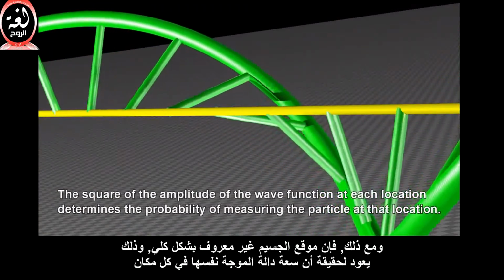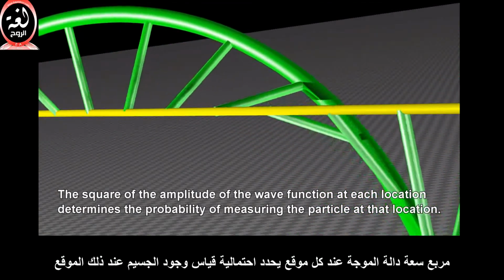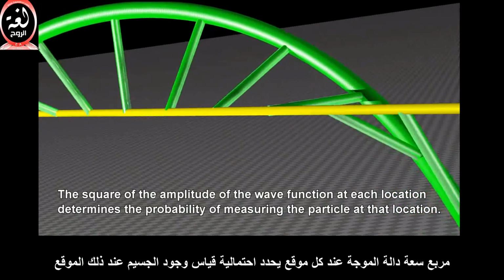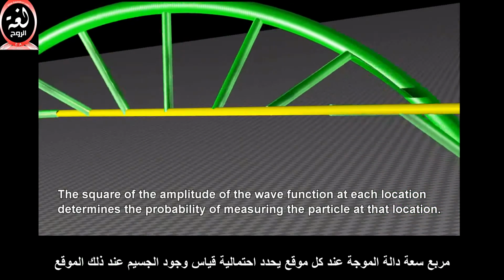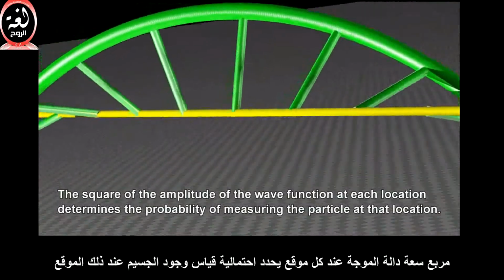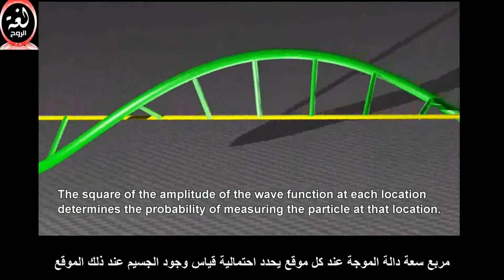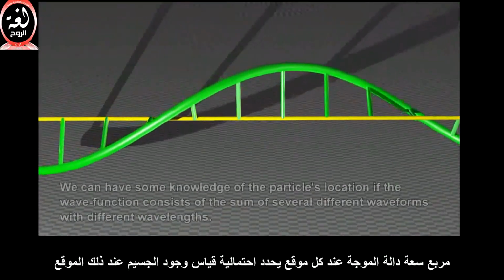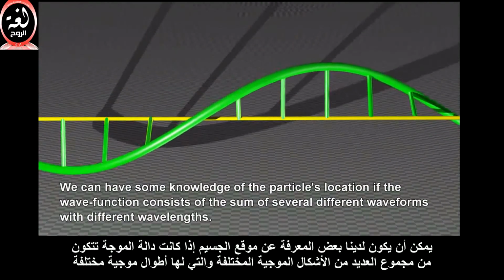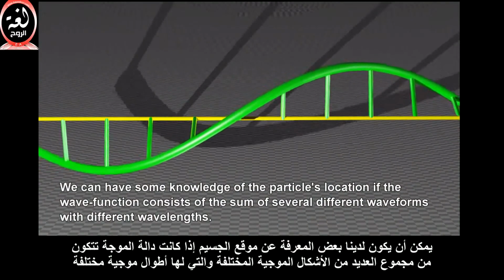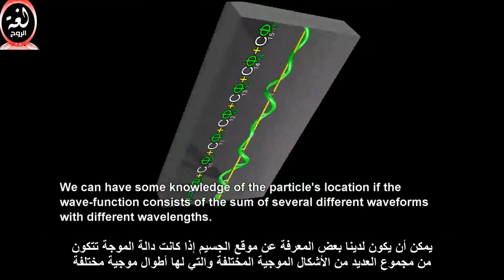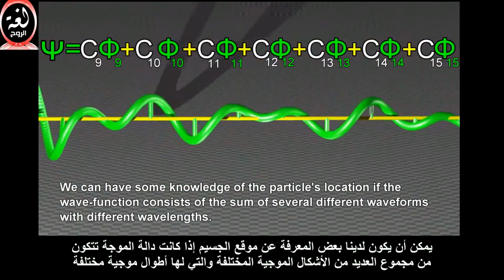The square of the amplitude of the wave function at each location determines the probability of measuring the particle at that location. We can have some knowledge of the particle's location if the wave function consists of the sum of several different waveforms with different wavelengths.